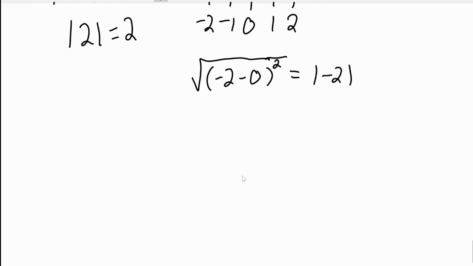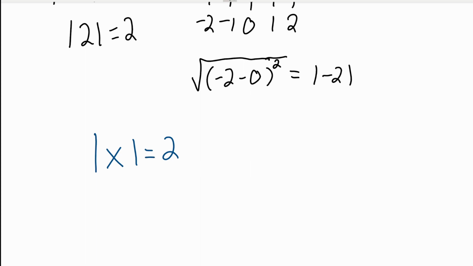So anyway, getting to the inequality part of this. We want to think about, what does it mean if we have the absolute value of x is less than 2? Well, first of all, let's just think about what it means for the absolute value of x to be equal to 2.